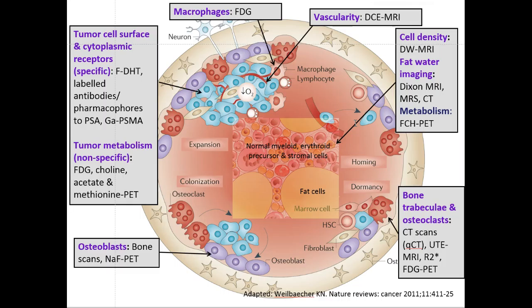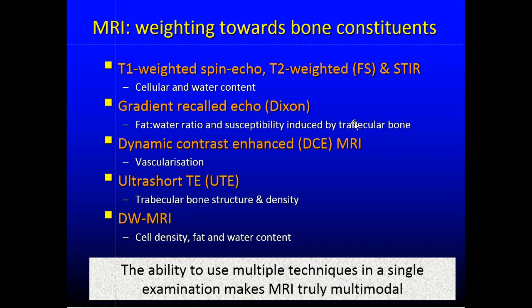In fact, there are several imaging technologies that let you look at different aspects of the bone to try to work out what is going on. And what I wanted to talk to you about in the next few minutes was MRI scanning. Now, it turns out you can tune an MRI scanner to be sensitive to different components within the marrow. So you can tune it to be sensitive to the presence of cellular and water content, or to the trabecular bone, or to the vascularization, or to the trabecular density, or the cellular density, or fat content.